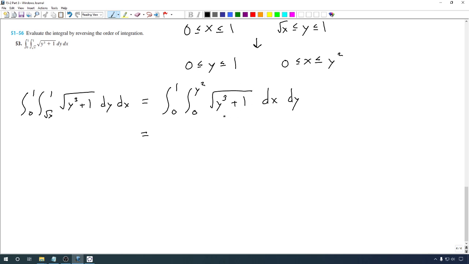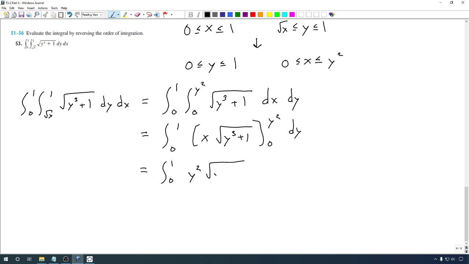Alright, so there's no x's in here. So when we integrate it, the integral of that is just x times whatever that is. And then when we go ahead and plug in our limits, of course putting 0 just ends up with 0, so we kind of ignore that one. But putting in the y squared, we end up with a y squared times the square root of y cubed plus 1.